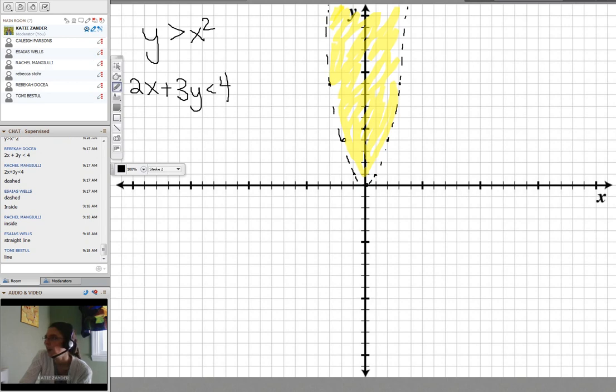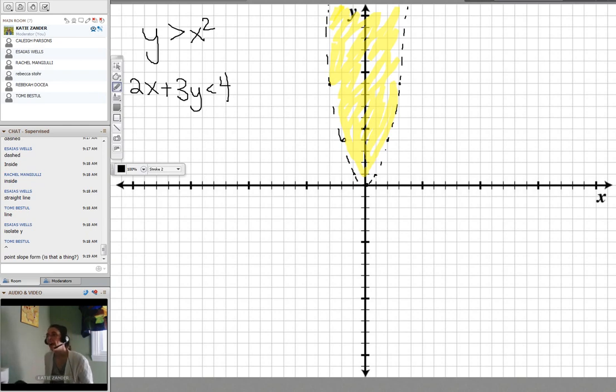How exactly can I figure out how to graph that straight line? What would you do? There's a couple different methods you can take here. You can isolate the y and put it in slope-intercept form. What's the other method that you could technically do with that equation right there? Point slope form is a thing, but we're not going to use it here. What I was thinking of was the intercept method. This is actually in the intercept form. It's in standard form, which is what they call the intercept form.